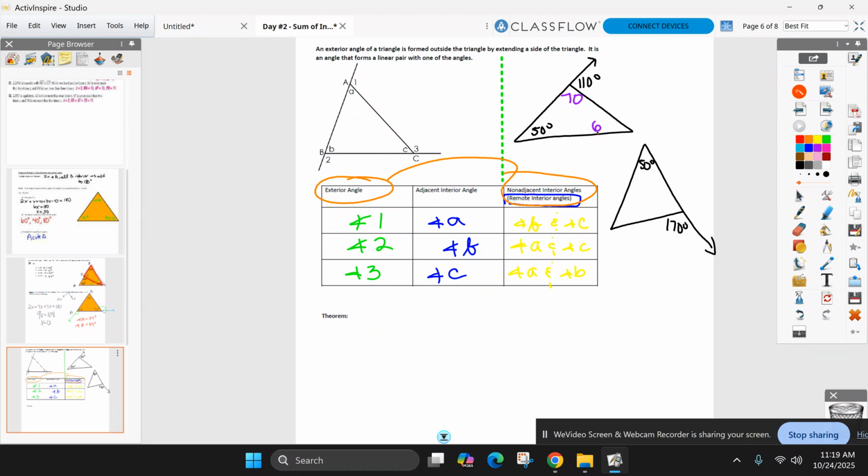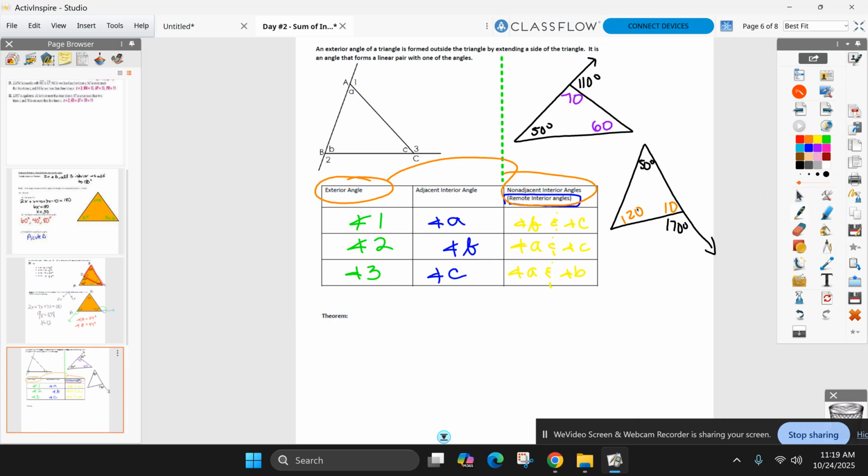Remote interior angles add up to... Or like, yeah. Correlating, non-correlating remote interior angles add up to.